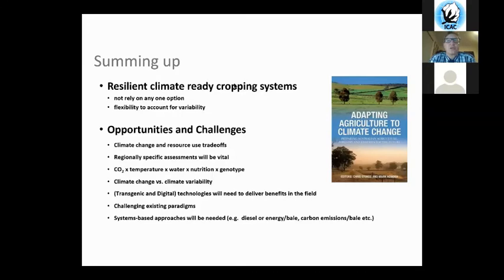Some of the challenges and opportunities around climate change are that we have to look at some of those other resource trade-offs, so we don't ignore things like the efficiencies. Regionally specific assessments will be vital, because systems and their temperatures are changing, highlighting very much that integrative approach, not discounting that climate variability is still something we need to address. Taking on transgenic and digital technologies will be vital to help us deliver the benefits in the field. We need to challenge existing paradigms and the way we go about research, and as I said, very much base these on systems-based approaches, considering other efficiencies in that.